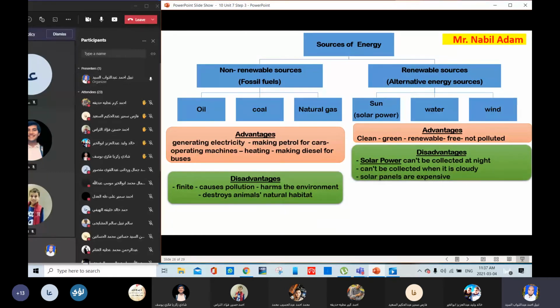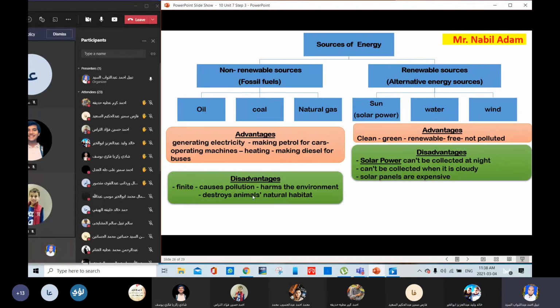Khalid, Walid, Abu Khair, what are the advantages of the non-renewable source of energy? It is generating electricity, making petrol for cars, operating machines, heating, making diesel for buses. Diesel for buses. Thank you, Khalid.